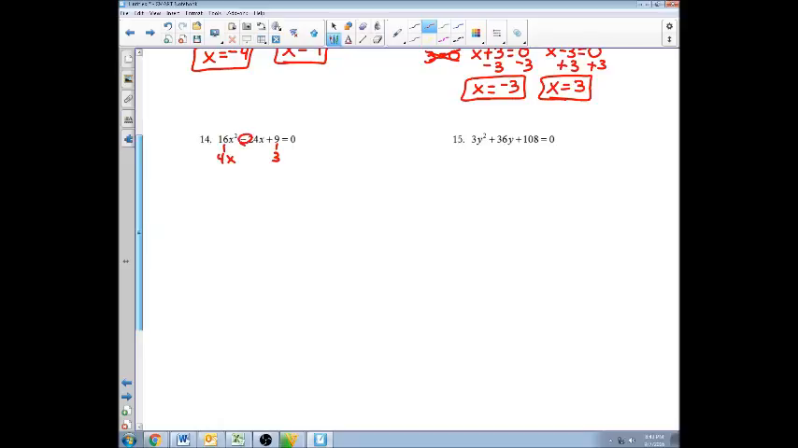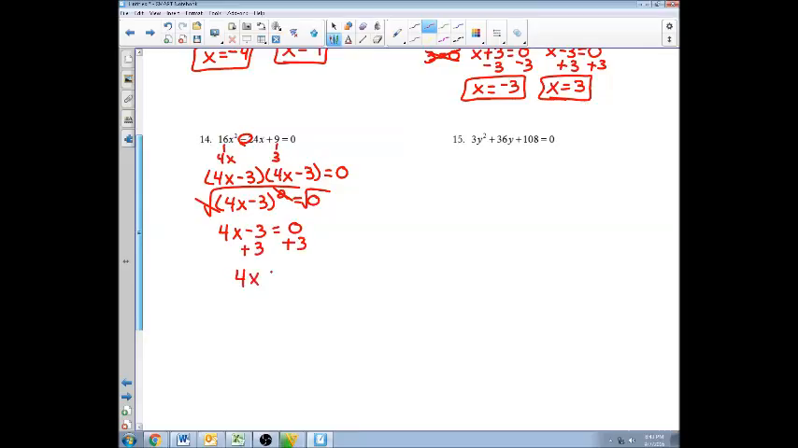I'm going to use negative because my b value is negative. So it would be 4x minus 3 times 4x minus 3, which equals 0. I can rewrite that as 4x minus 3 squared equals 0. To get rid of the squared, I would square root both sides. So 4x minus 3 would equal 0. Add 3, 4x would equal 3. Divide by 4, x equals 3 over 4.